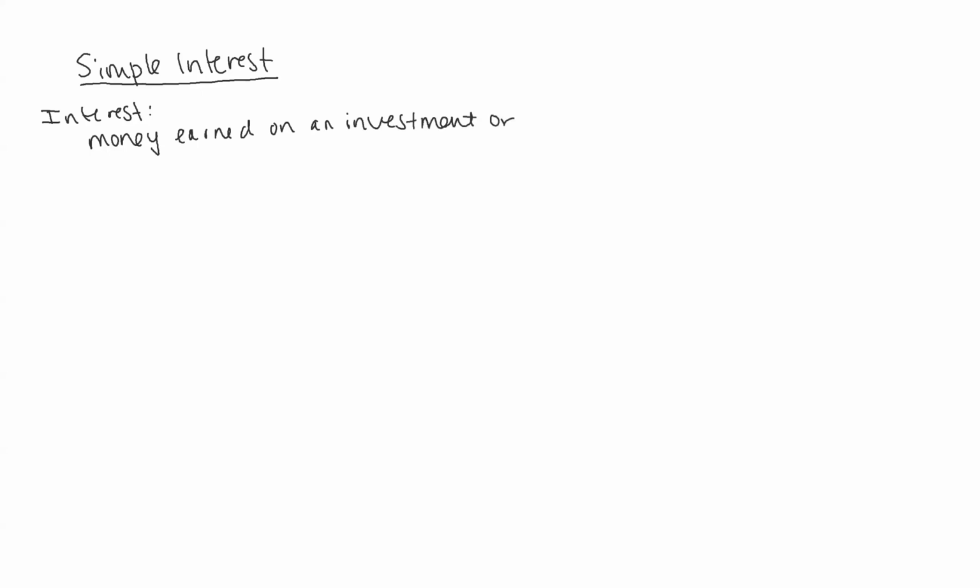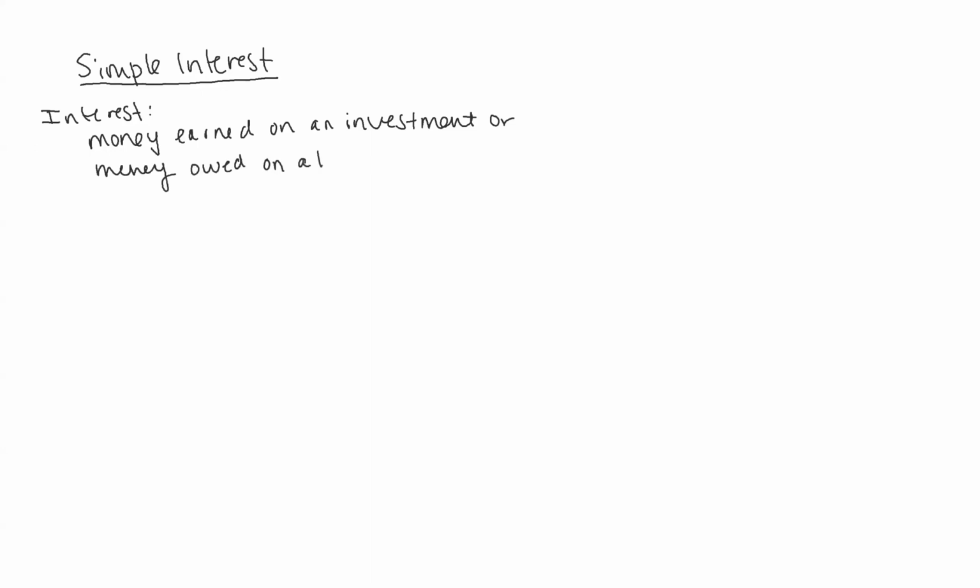Okay, so we have simple interest. And it is simple for a reason. The calculation is nice and easy, okay? But there are some main components. The first one is interest. I'm going to change the definition slightly from what's on your notes packet. This is money earned on an investment or money owed on a loan.